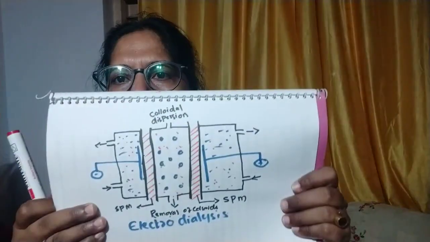The second one, which I had told is electrodialysis. In electrodialysis, the basic principle is the same as that of dialysis. But the difference between dialysis and electrodialysis, as the name itself says, is that here we are applying a potential difference to speed up the process. In dialysis, it takes time to purify the colloidal dispersion. So to speed up the process, we are applying a potential difference, and this is the setup of electrodialysis.